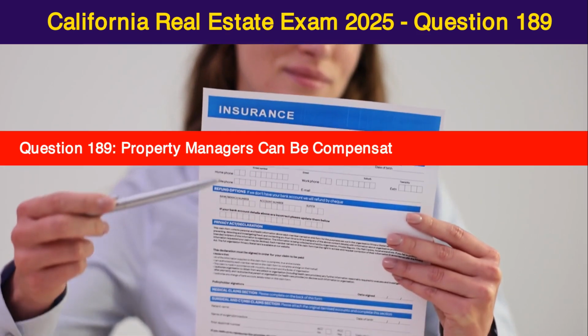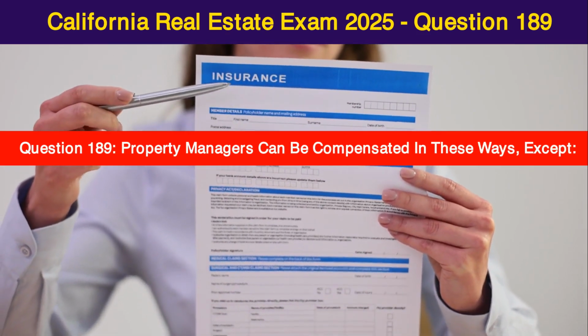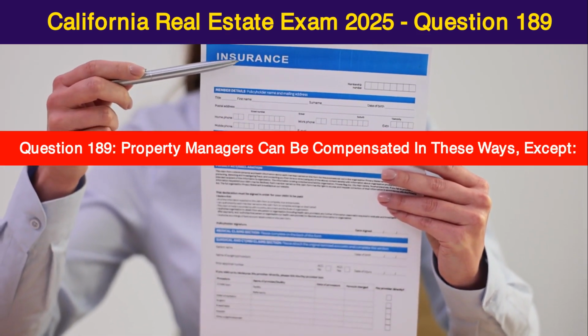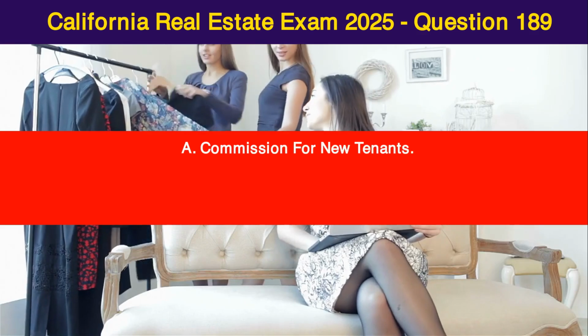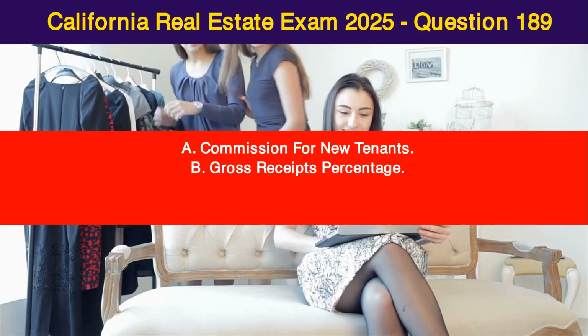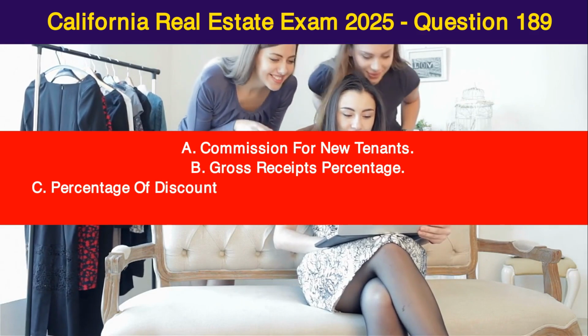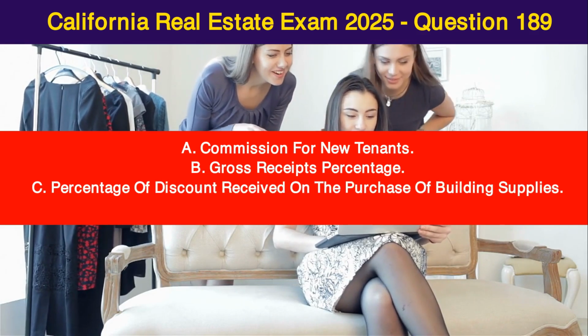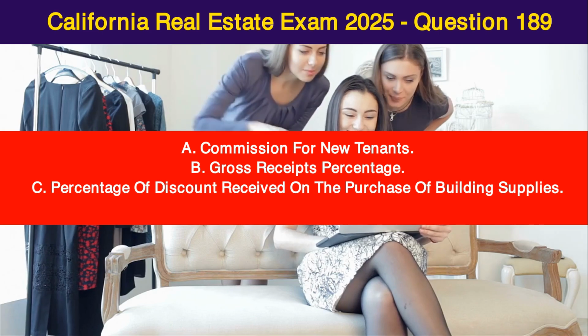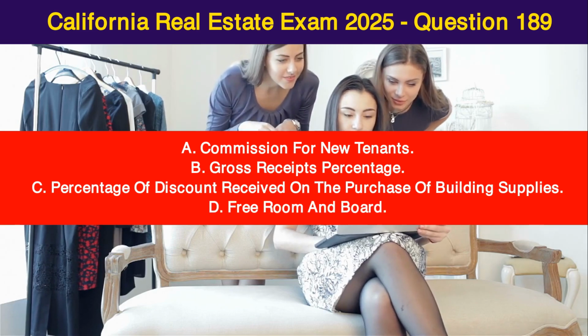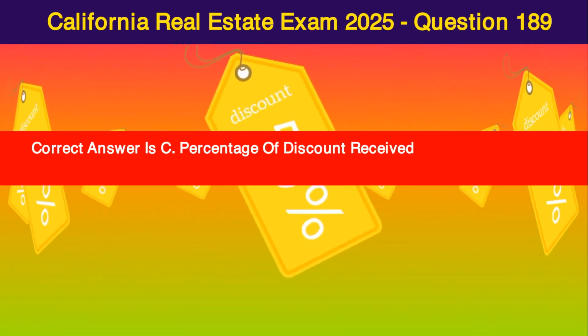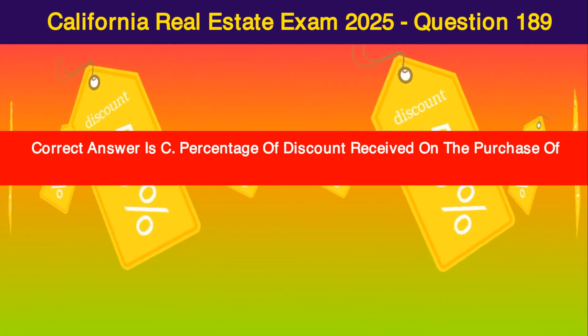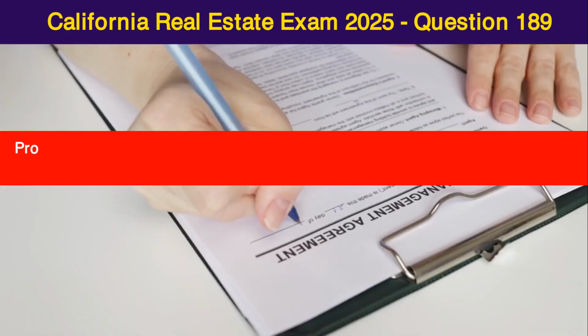Question 189. Property managers can be compensated in these ways, except A. Commission for new tenants, B. Gross receipts percentage, C. Percentage of discount received on the purchase of building supplies, D. Free room and board. Correct answer is C. Percentage of discount received on the purchase of building supplies.